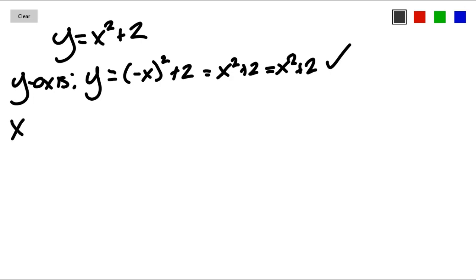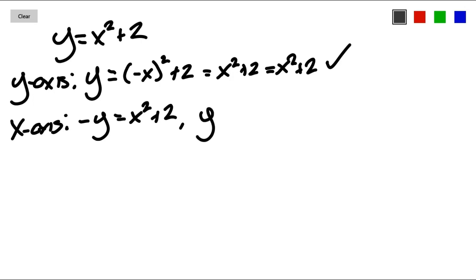Now for the x-axis, I'm plugging in negative y in for y. So I'll have negative y is equal to x squared plus 2. And when I divide through by the negative, I have y is equal to negative x squared minus 2, which is definitely not the same as our original function.